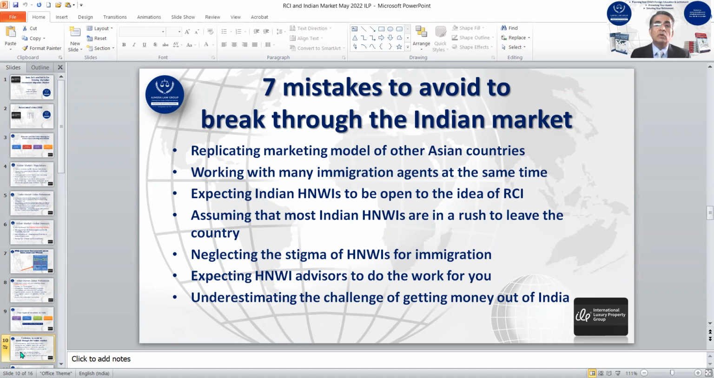Also, India is a democratic country. We have our challenges in every respect, but we have a decent democracy. Rule of law is there. And that's why many wealthy people are not in a rush to leave the country, unlike what we have seen in other countries. Also, we need to address the stigma of HNIs in India toward immigration, and educate them that you are not taking immigration because you are not financially well off. You're taking it to have better second options for yourself, for your children, and so on and so forth.